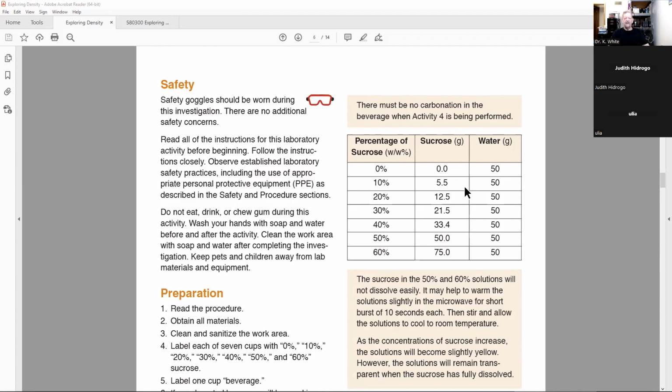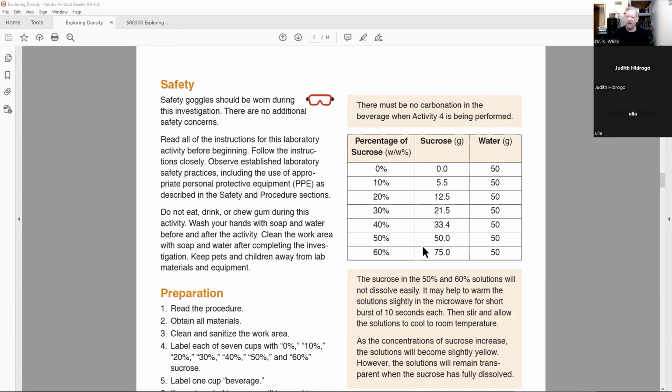Now, so you're going to make these solutions, and you'll take 5 grams of sugar, put it in a cup with the weigh boat, and then put in the 50 milliliters of water, which is actually 50 grams, and you can use this to get that. And then for the second, the 20%, you'll use 12.5 grams of sucrose and 50 grams of water, and you weigh out the water, and do that for all of those.